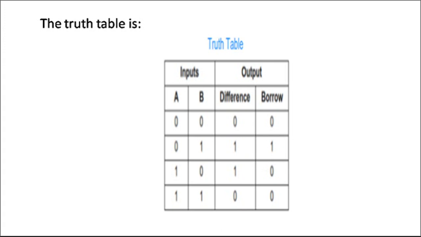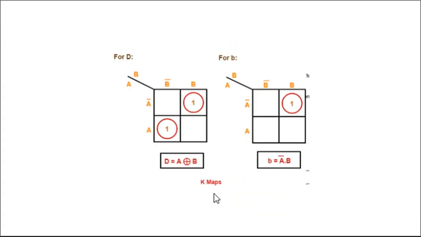Now the next step is applying the K map. A, B inputs, right? So 0 1 means A bar, A, 0 1 B bar, B. Two ones you can mark. So again they are individual. So it is A into B bar plus A bar into B. So what is it? XOR gate. So the difference D is equal to A XOR B.